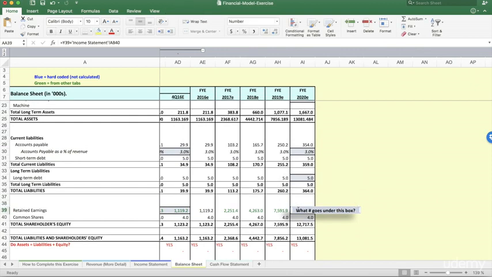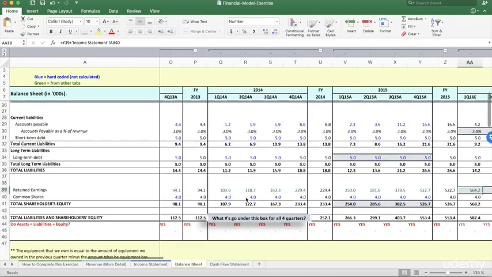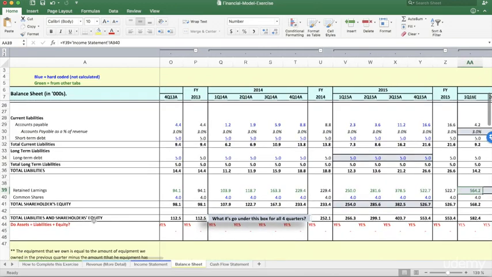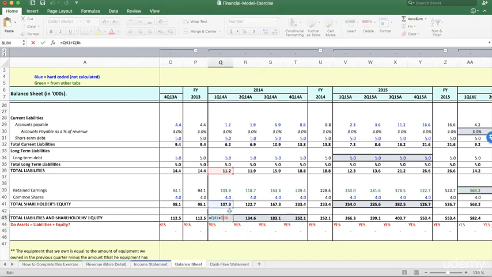And retained earnings here, again, it's just last period's retained earnings plus net income from the income statement tab. And one more over here. Okay. Total liabilities and shareholders' equity is quite simply an addition of total liabilities and shareholders' equity, right? So it's that plus that. All right, we are done with the balance sheet.